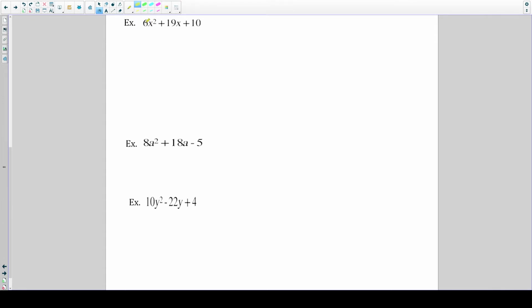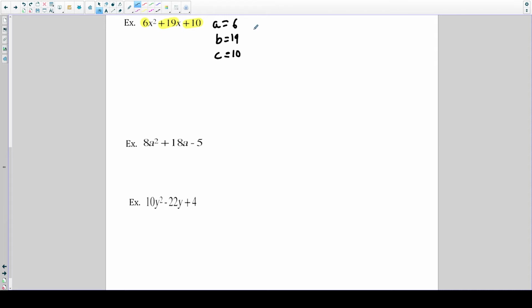Let's go ahead and try out another problem. So again, we're going to identify our a, b, and c values here. So we've got a is equal to 6, b is equal to 19, and c is equal to 10.